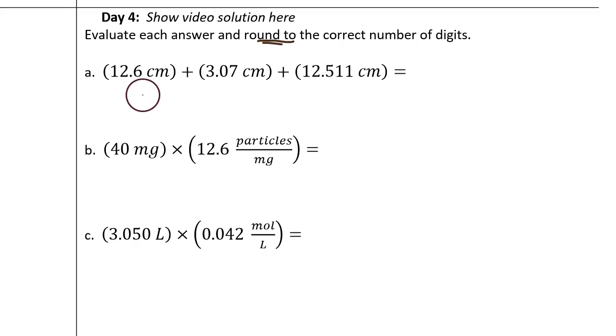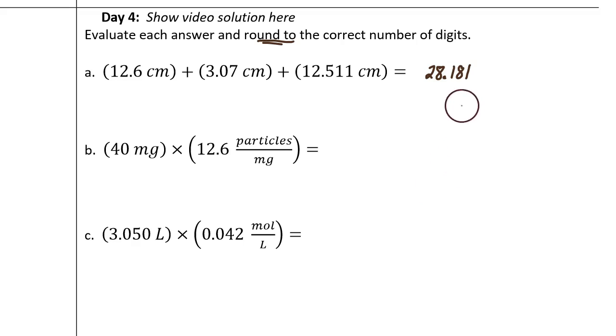So question A, we want to add these 3 lengths together. Now the actual adding is probably best done on a calculator. So let me type that in. 12.6 plus 3.07 plus 12.511 makes 28.181.